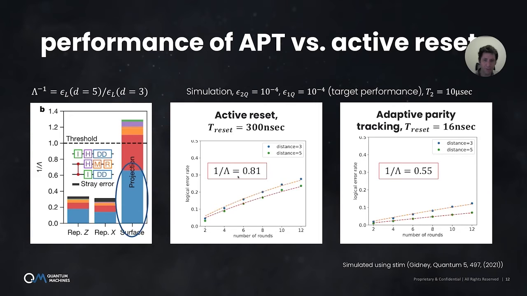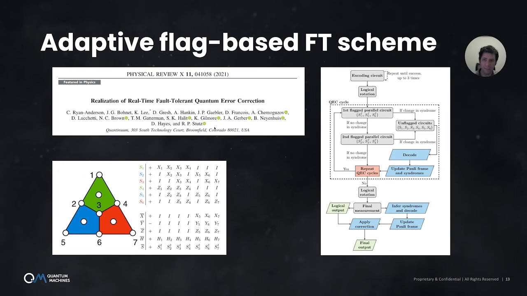Here we improved 1 over lambda from 0.81 to 0.55. So in conclusion, in this example, we've shown how using almost pseudocode-looking code, we can get zero feedback latency and really leverage the real-time capabilities of the OPX. Okay, so let's look at the next example.